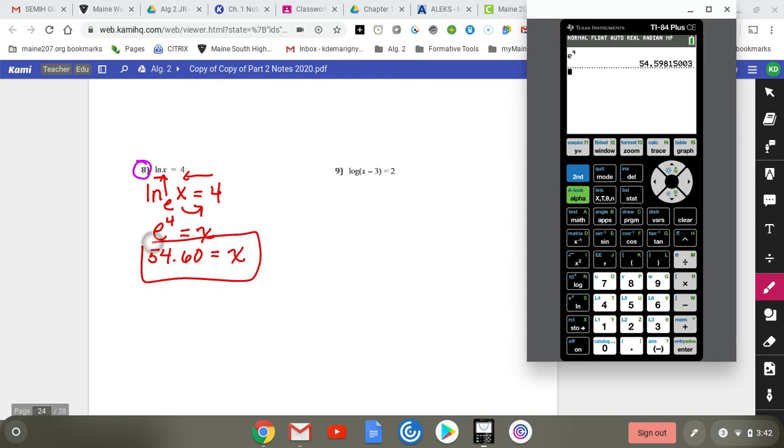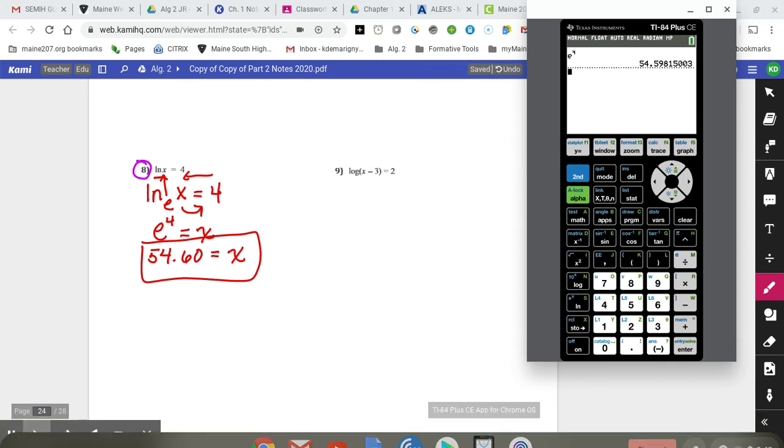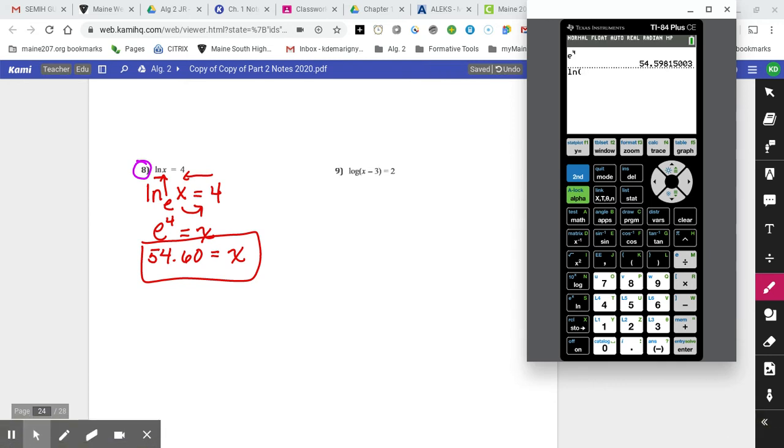All right. Now, I'm going to check this. So I'm going to go back and take the ln. And instead of doing 54.60, I'm going to use the exact value that I got, and it's going to tell me it's 4. If I go back to the ln and put in 54.60, it's going to get me close to 4, but do you see it's a little bit over?